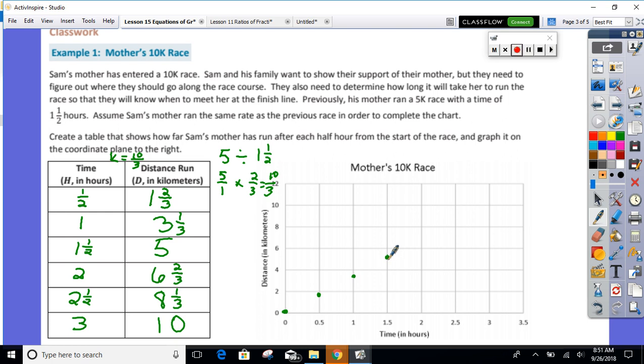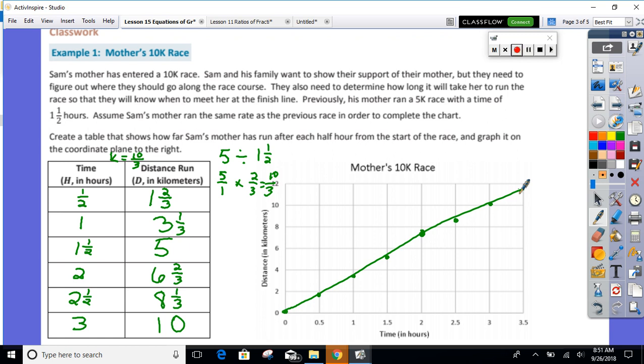2 goes to 6 2/3. That's going to be maybe about there. 2 1/2 goes to 8 1/3. And 3 goes to 10. That's nice. That one lines up. I think this point's a little off. Maybe that one a little bigger. That leaves a little bit to be desired.